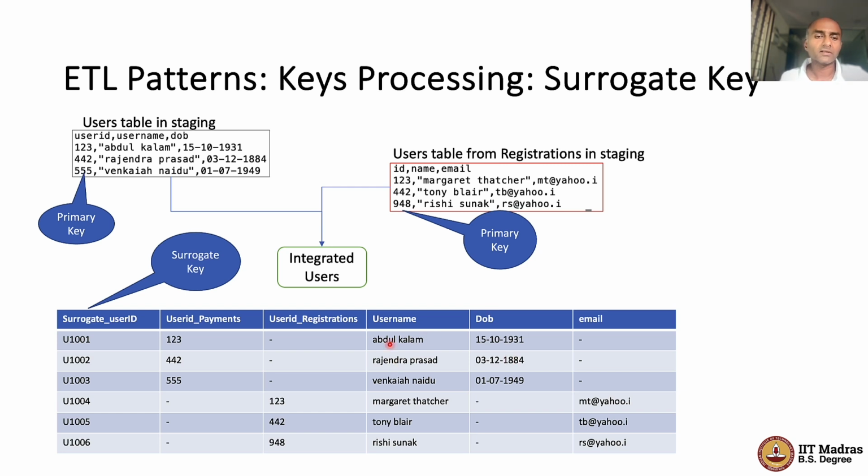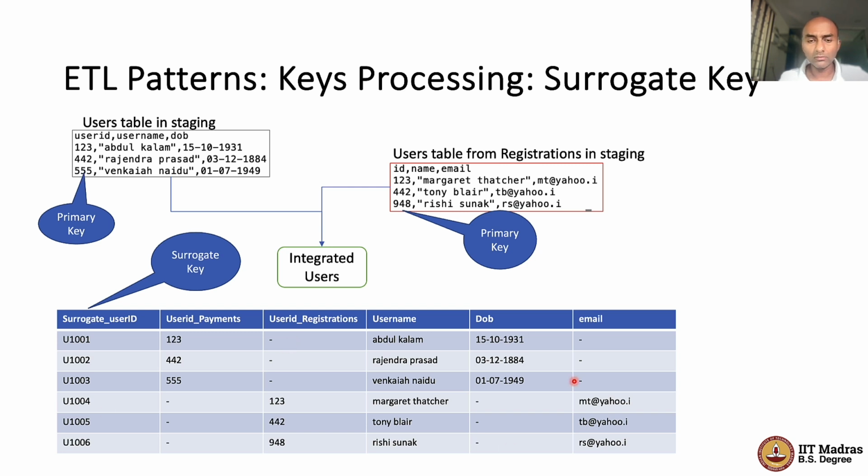as it is. Separately, I've got the user ID coming from the registrations table. So I've modeled that explicitly as user ID underscore registrations. That's 123442948, Margaret Thatcher, emails, etc. And wherever the other system does not have data for a specific set of columns, I just mark them as null.